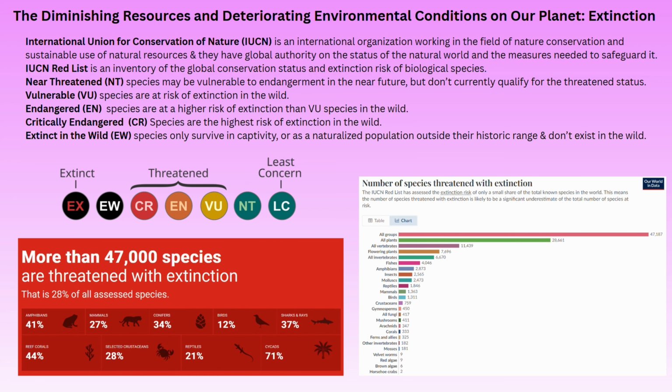So where exactly are we getting these numbers from? Well, they come from the IUCN Red List, which is an international inventory of the global conservation status and extinction risk of biological species. Okay, so who creates this list? The International Union for Conservation of Nature creates these lists, and they are an international organization working in the field of nature conservation and sustainable use of natural resources. It's important to note that they have global authority on the status of the natural world and the measures needed to safeguard it. The IUCN lists are continuously updated, changing the status and adding or removing species from a certain category.